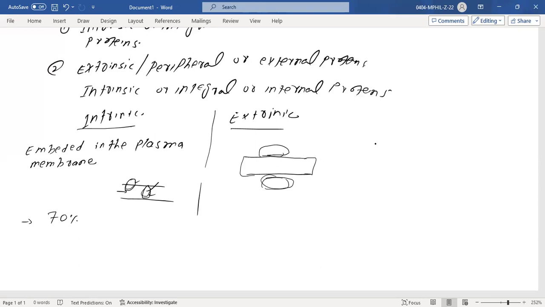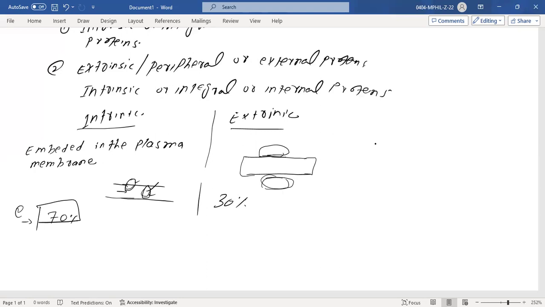So extrinsic proteins are hardly about 30% of the total membrane proteins. The membrane proteins which are intrinsic are about 70%, and the proteins which are present in this position, maybe outside or inside, are only about 30%. So 70% of the proteins are embedded in the membrane. This is the second difference that we can use to differentiate both these types of proteins.